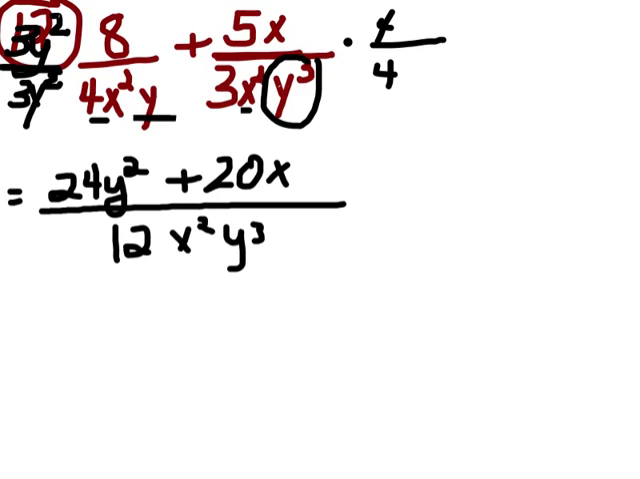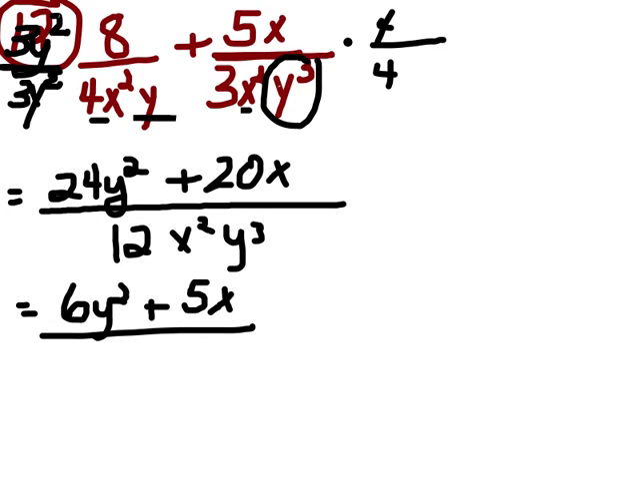Again, I'm not sure how picky your teacher would be, but I would think they probably want you to do this. Do you notice that 24, 20, and 12 can all be divided by 4, right? So I could divide 4 out of them. I'm going to show you. If I divide 24 by 4, that would leave me with 6y squared. If I divide 20 by 4, it would give me 5x, right? And if I divide the 12 by 4, it would be 3, right? So that's what I would have left if I reduced it.